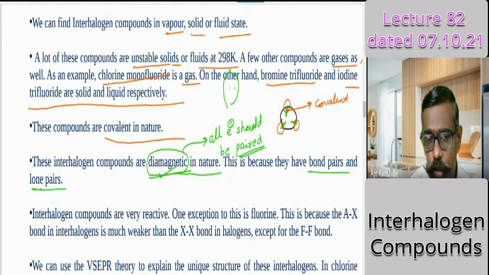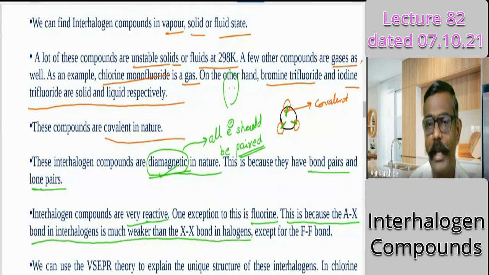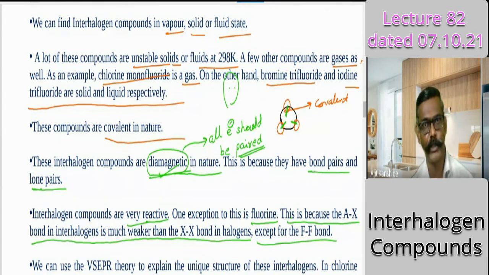These interhalogen compounds are very reactive. One exception to this is fluorine. This is because the A-X bond in interhalogens is much weaker than the X-X bond in halogens, except for the F-F bond. I will give you the explanation. We are comparing the reactivity of these interhalogens with respect to halogens.